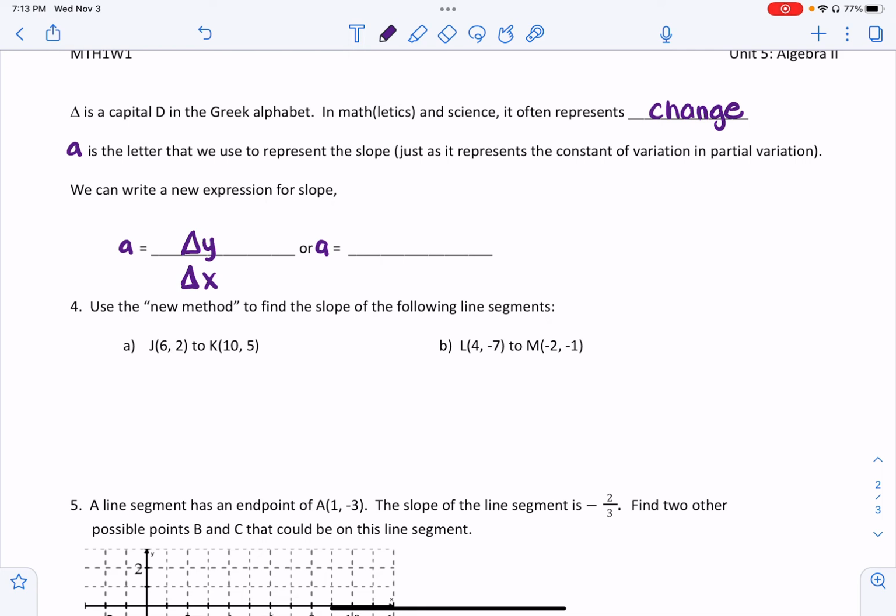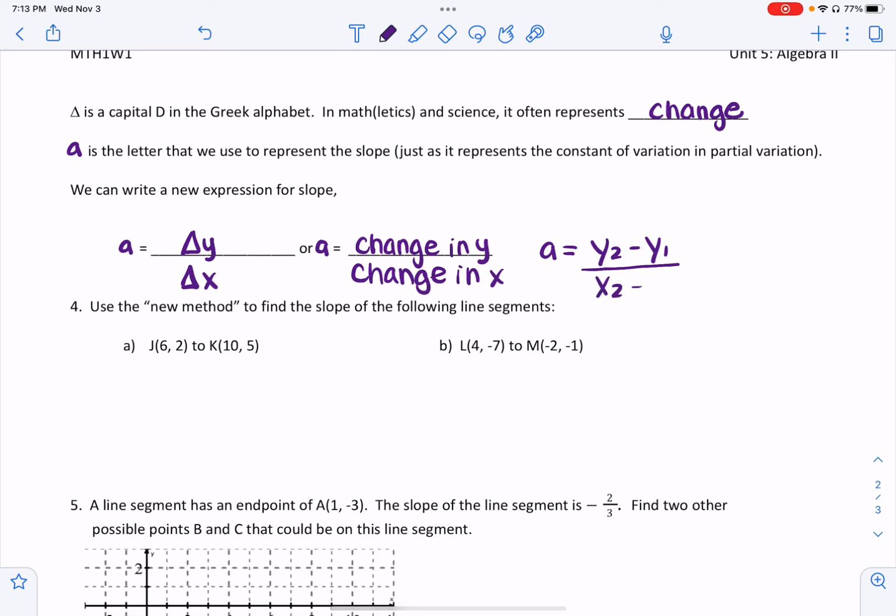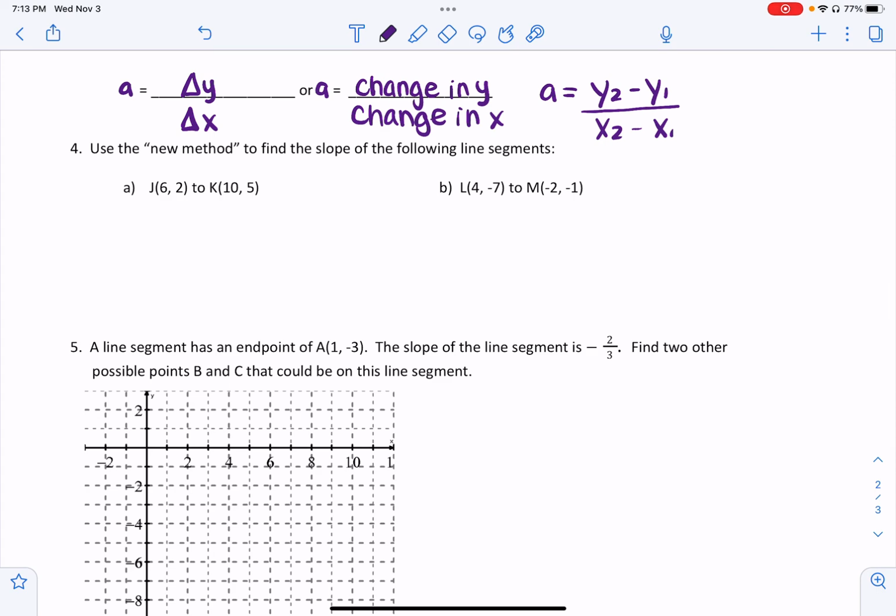So we can also write this in words. So I can say A is equal to the change in y divided by the change in x. Now, I can also write this as a formula. So my change in y can be represented by y2 minus y1, subtracting those y coordinates, and I'll show you how to do that, divided by x2 minus x1, the change in our x coordinates.